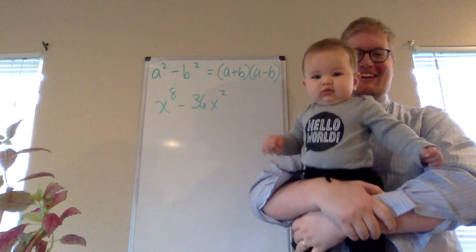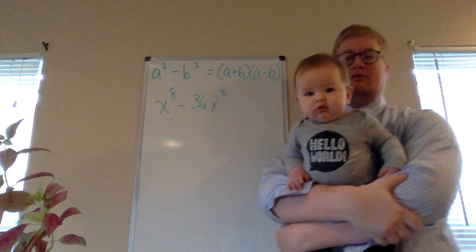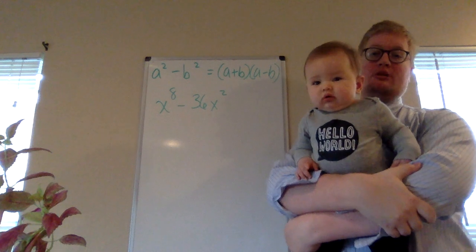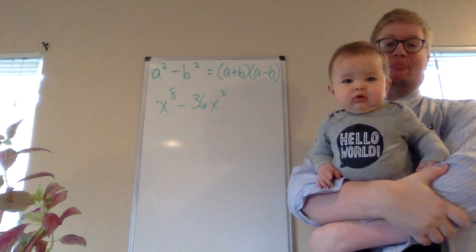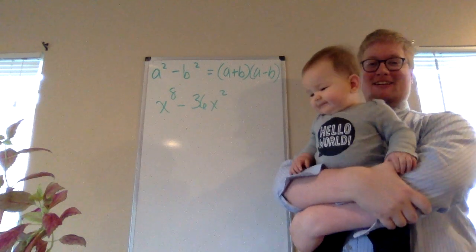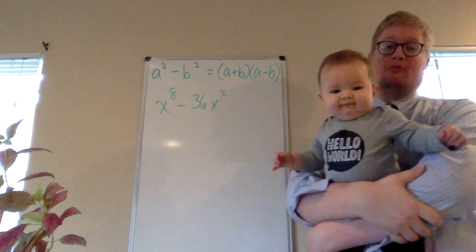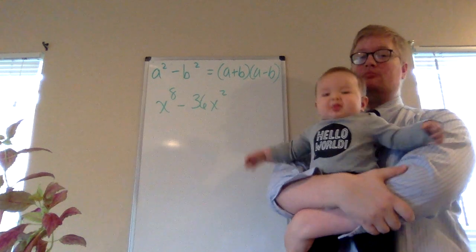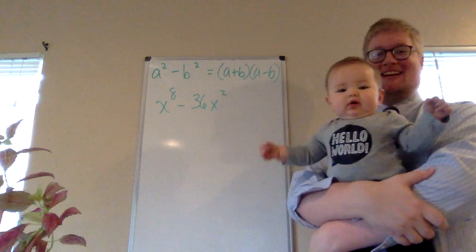All right, so the problems I posted on Friday are the most interesting ones so far. You use the same processes, but in a novel way, a really interesting way, in my opinion. So I want to go over just two problems, maybe help you out a little bit. The first one is x to the 8th minus 36x squared.